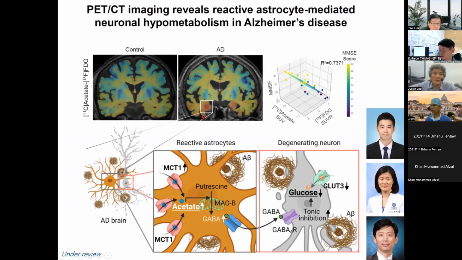Also, we are developing various tools to mark reactive astrocytes so that we can do an early diagnosis of Alzheimer's disease patients. We recently found that acetate, which is also a component of the urea cycle and turns on the urea cycle, can be taken up by MCT1, which is overexpressed in reactive astrocytes, and causes the reactivity and this turning on of the urea cycle. So we use this mechanism to mark the reactive astrocytes using C11 acetate as a PET probe. That is actually under review now.